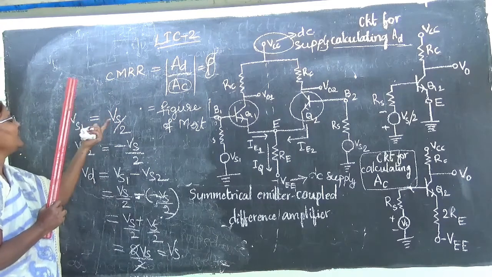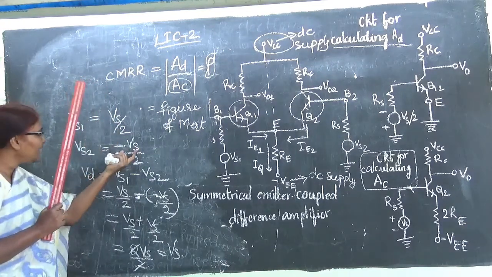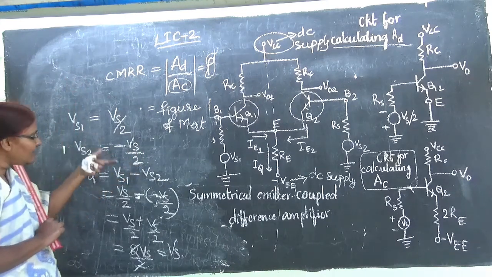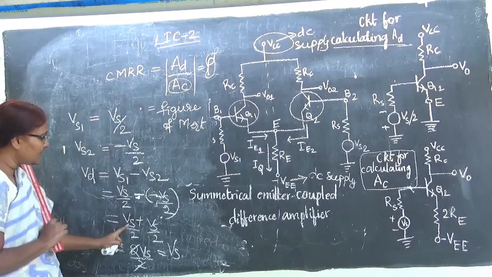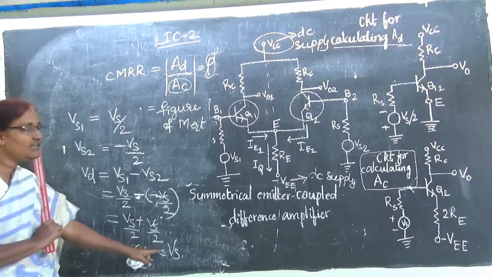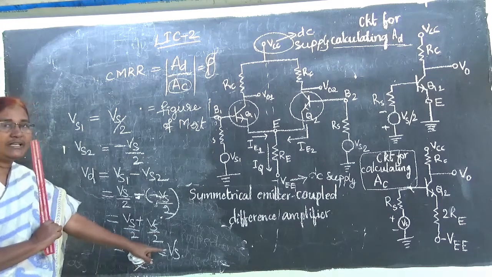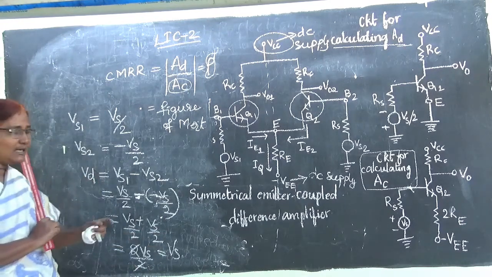Suppose I had taken only Vs instead of Vs by 2 and only minus Vs instead of minus Vs by 2, so what would I get? The first signal is Vs and the second signal is minus Vs, so I would get 2 Vs. But what I actually want is to calculate only Vd. I don't want to calculate Vd by 2.